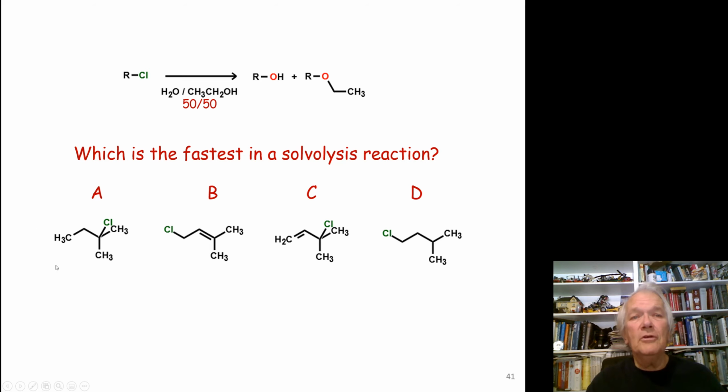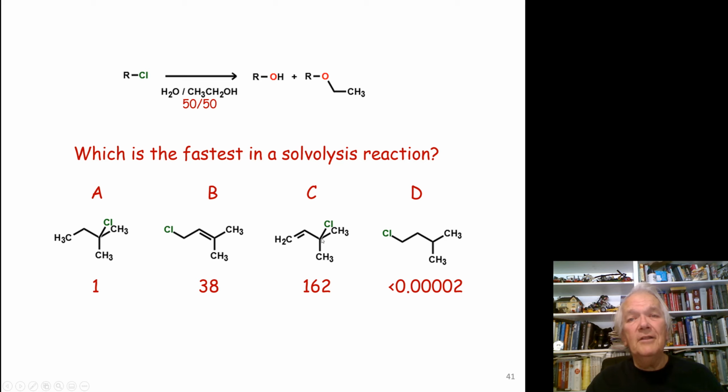Now last semester you learned that the tertiary halides were fastest in solvolysis reactions. This is SN1 reactions, whereas primary halides were terrible. So what about these allylic ones? Well, they both are allylic, but which would be faster? Well, let's actually look at the data. If you look at the data, you'll find that the allylic one over here with the chloride on the tertiary center is by far the fastest one.